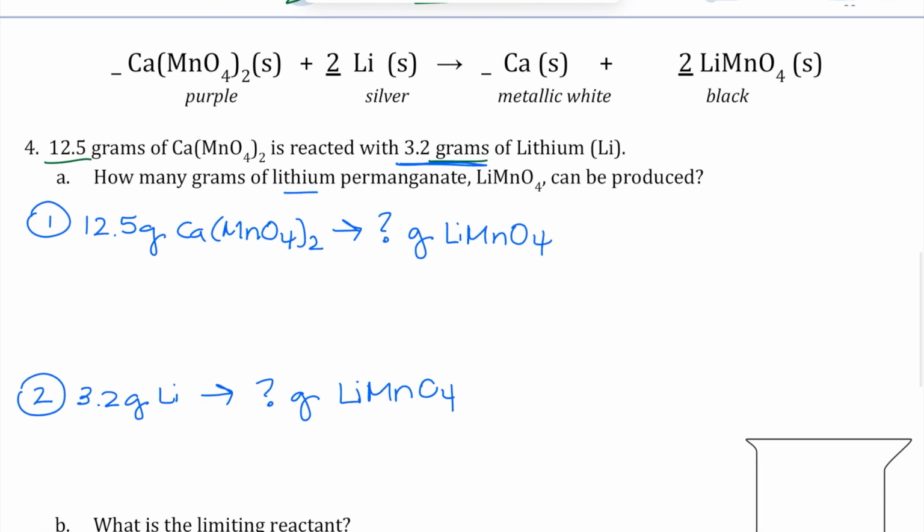Feel free to go ahead and try these on your own. Otherwise, you can work through them with me. So this one is a gram to gram. It's going to be 3 steps. If you want to break the steps up into separate parts, you can.